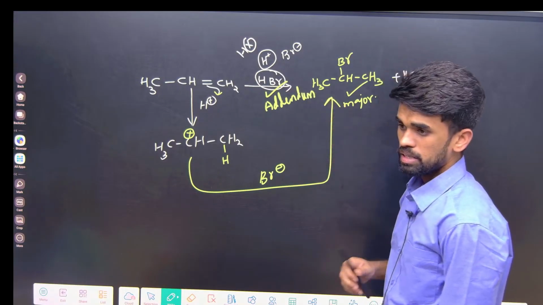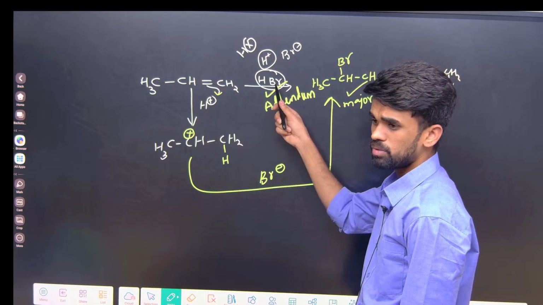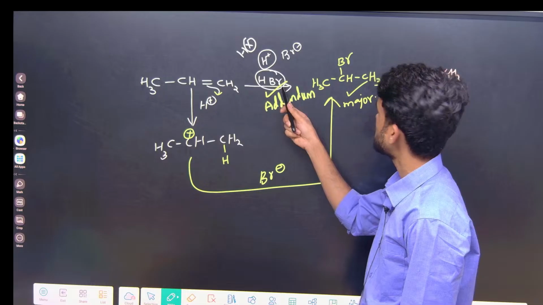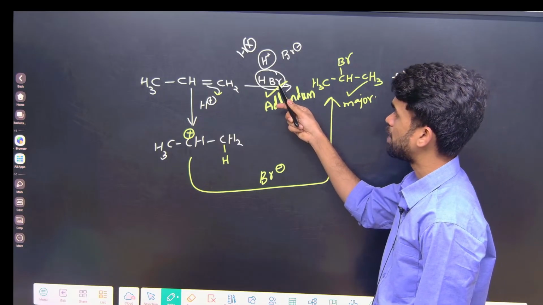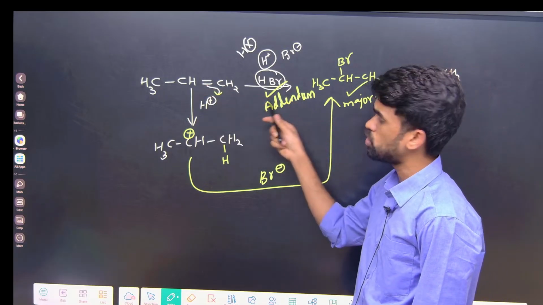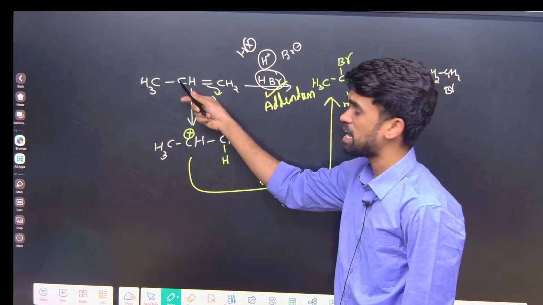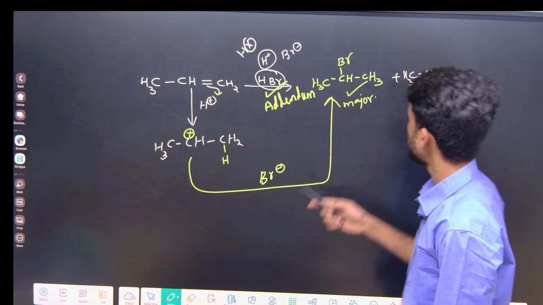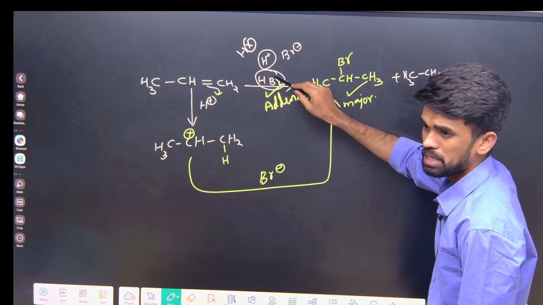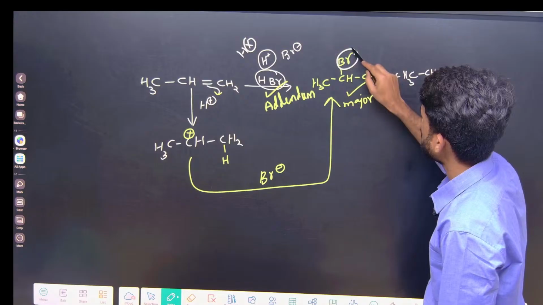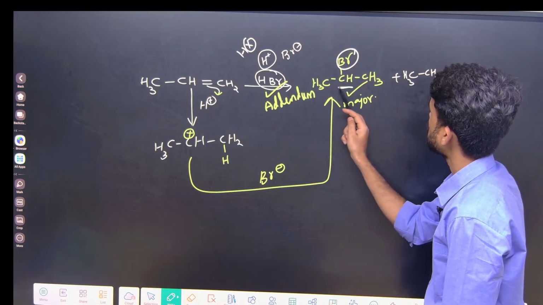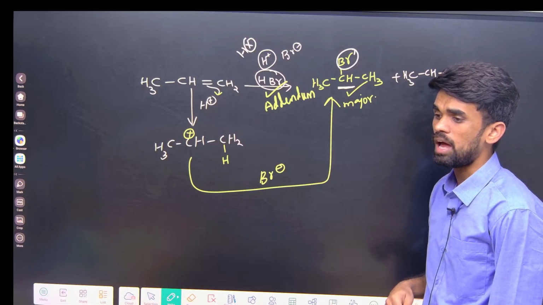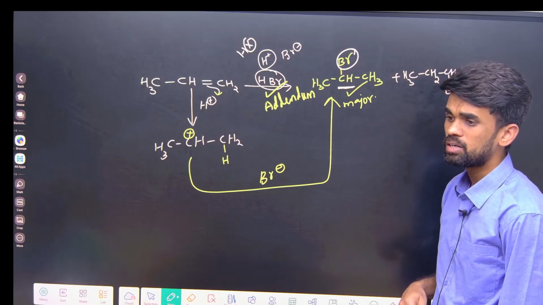So the negative part of the addendum, where is it going? Check here, the negative part of the addendum is added to that carbon of the alkene which contains the least number of hydrogens. So tell me, what is the negative part of this addendum? Br minus is added to the carbon which has the least number of hydrogens. So that is called Markovnikov rule addition. What is that rule called?